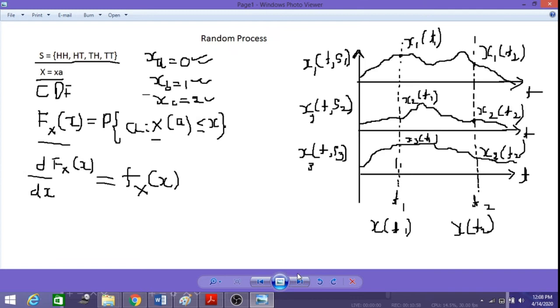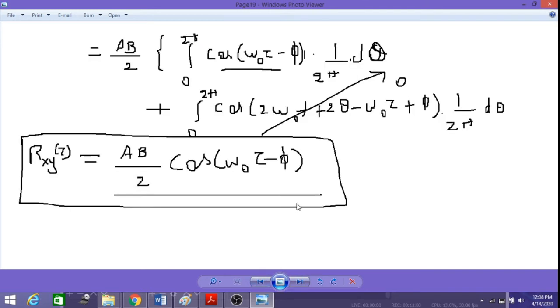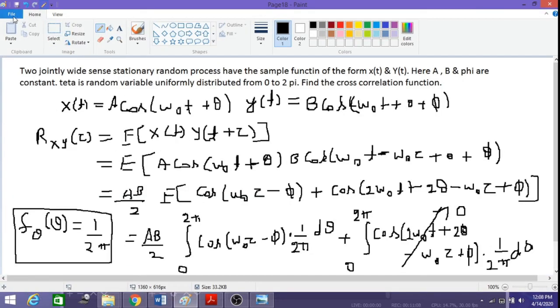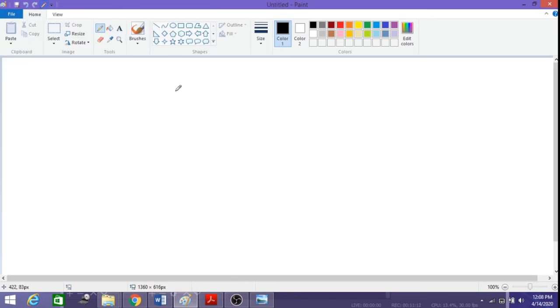So now let us take one more example here. Hopefully it is not saved. Let me save this page and take a new page. I'll give one example as homework for you to work out. It's a very simple example.